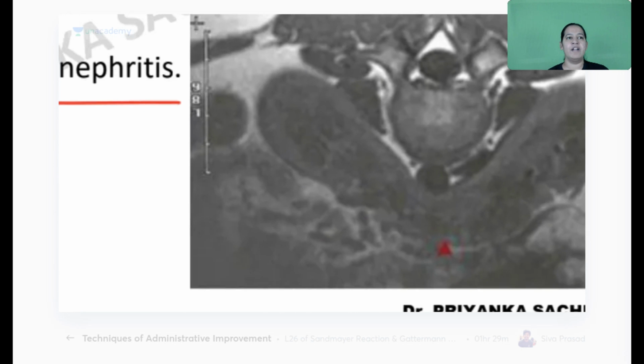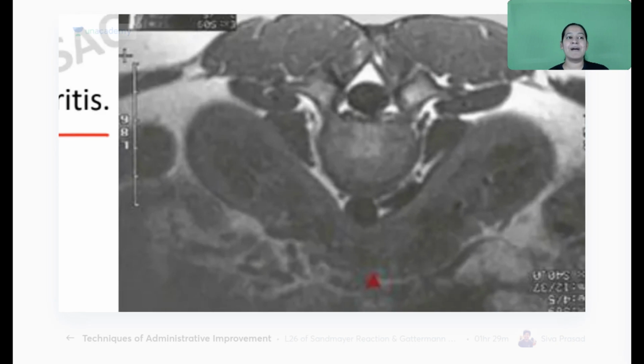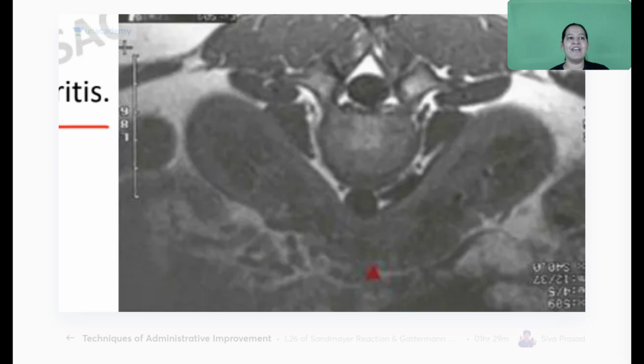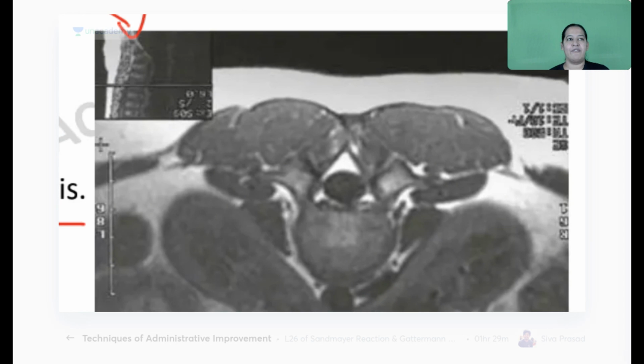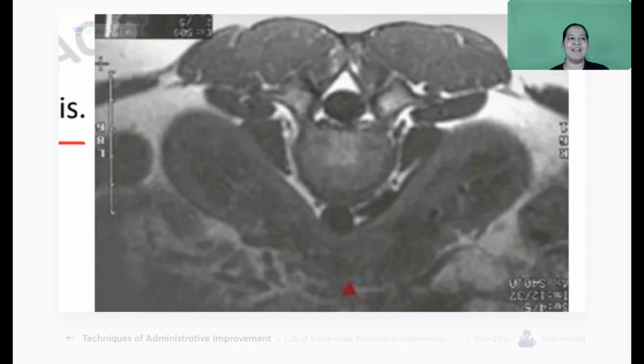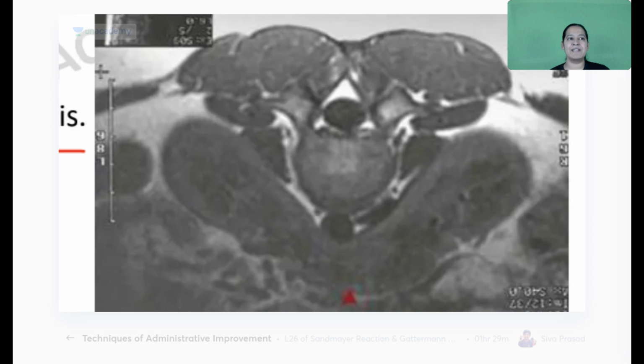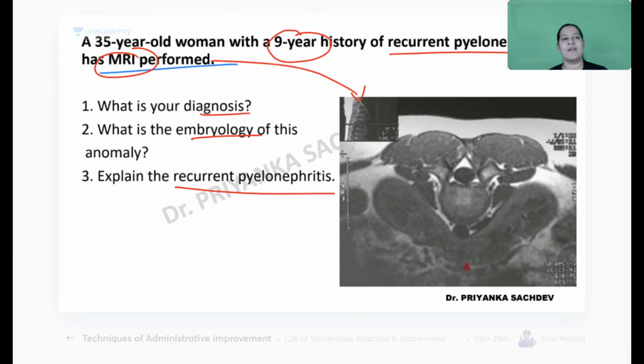See this image. Who will tell me what is the pathology here? Why is the young boy having recurrent pyelonephritis? Anyone among you from the audience? You see the MRI, it is very simple. It is a spot diagnosis. It is very easy, one of the easiest MRIs that can come in your exams.